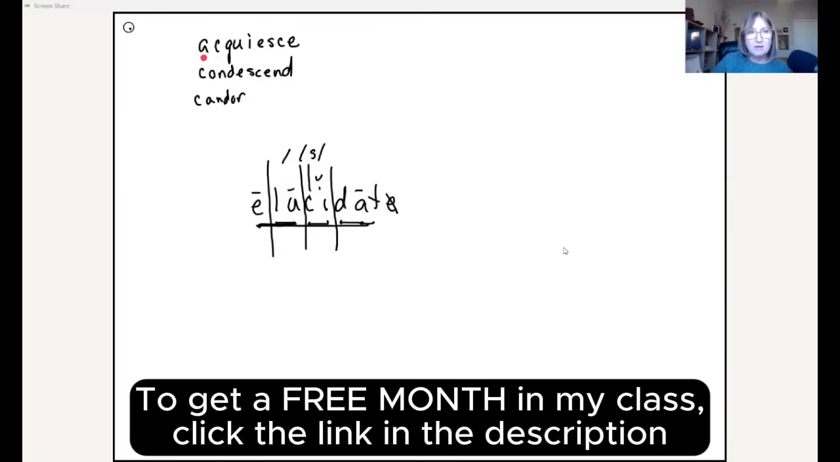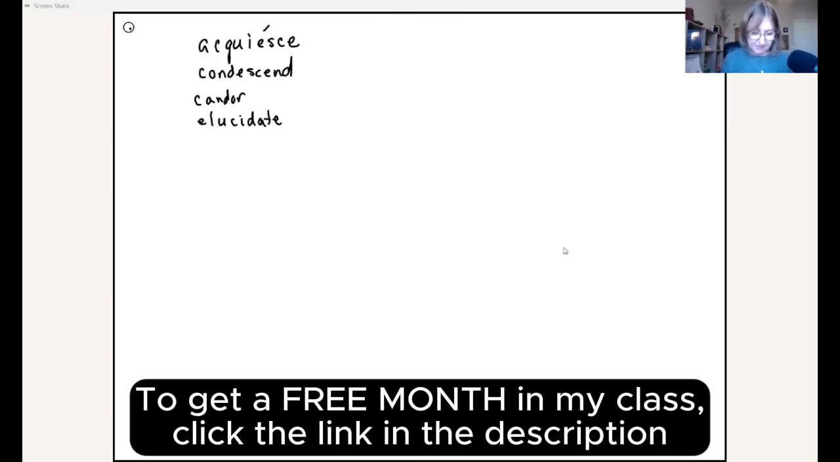So try to read this word again. This is going to be accented right here. It's a little bit of a pattern breaker. Acquiesce, acquiesce. And this one? Condescend, condescend. And here we have candor, candor, and elucidate, elucidate. Elucidate means to explain. We have elucidated, elucidate.